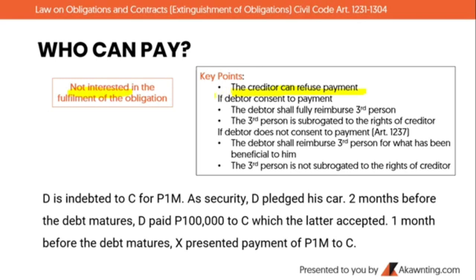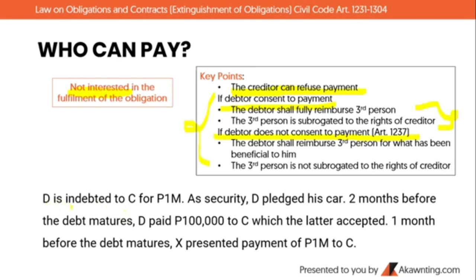So, ito yung mga susunod na key points natin. Okay. If the debtor consent to the payment, so dalawa yung magiging parang scenario natin dito. Okay? Titignan natin yung consent ni debtor. If the debtor consent to payment or if the debtor does not consent to the payment. So, unahin muna natin yung una. If the debtor consent to the payment, ang magiging rule po natin dyan ay just like the previous scenario, which is the debtor shall fully reimburse that third person and the third person is subrogated to the rights of the creditor. Okay? So, ganun pa rin yung kanina, pero this time, naiba na yung nagbayad.